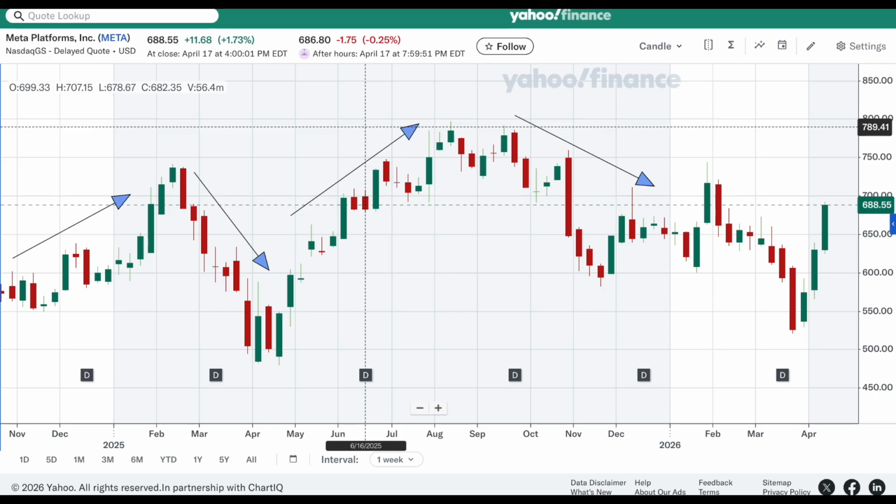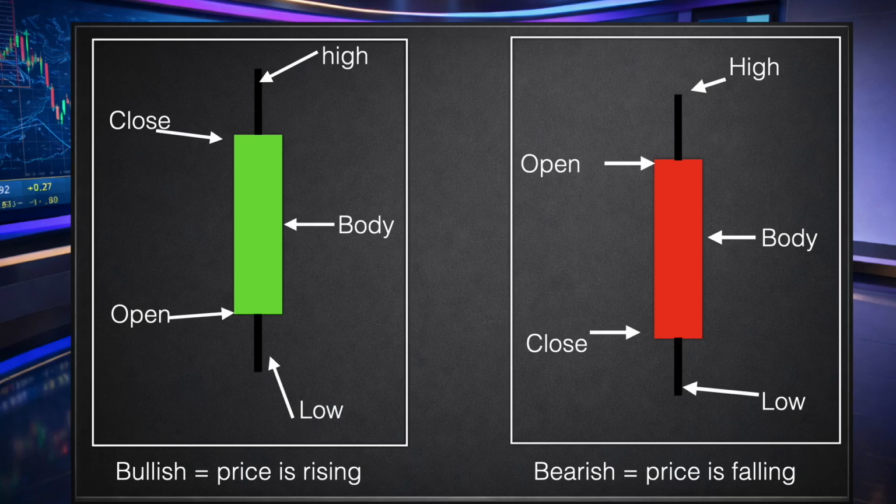They give us a visual representation of price movement over a specific period of time. Each candlestick has 4 key components: the open, the close, the high, and the low. The body of the candle shows us the difference between the open and the close. A green candle means the price closed higher than it opened. So the open is at the bottom of the body, and the close is at the top. A red candle means the price closed lower than it opened. So the open is at the top of the body, and the close is at the bottom.